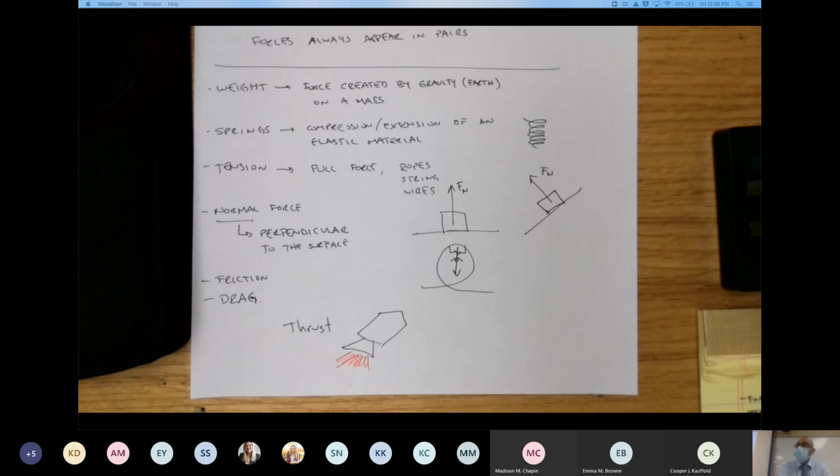And that's it. That's all the forces that we're going to be talking about. There are some forces that we will talk about more than others. Normal force, weight, spring, friction, those are going to be the forces that we deal with most of the time. Drag, a little bit. Thrust, probably not. Okay? Make sense? Questions? You're ready to go.